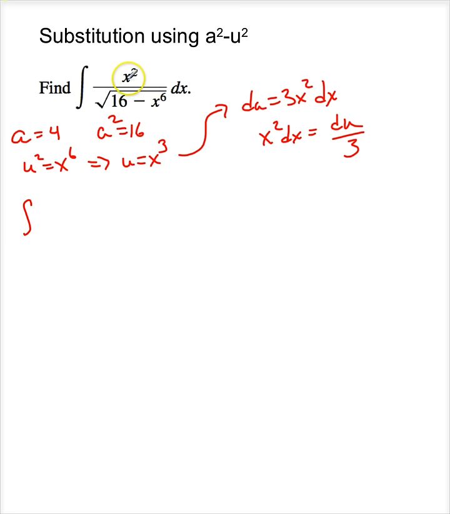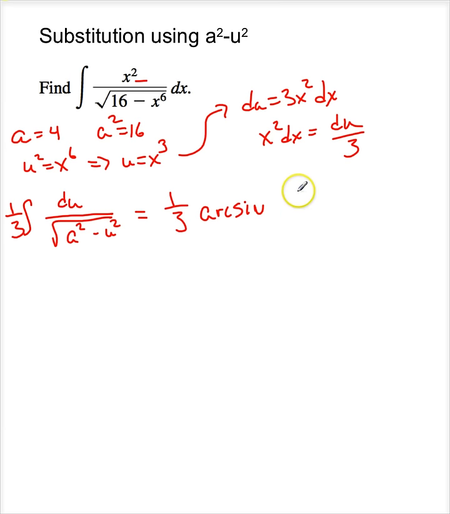All right, so this becomes x squared dx, which is du over 3, divided by the square root of a squared minus u squared. Now this is 1/3 times the inverse sine of u over a. Now I need to redo this. This is 1/3, writing all that out, inverse sine. U in this case is x cubed. A is 4.